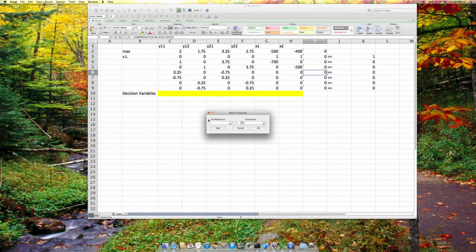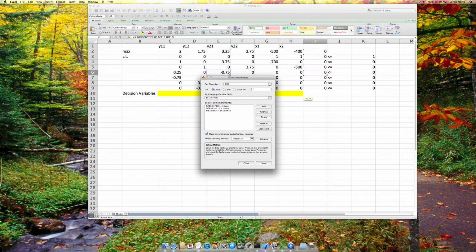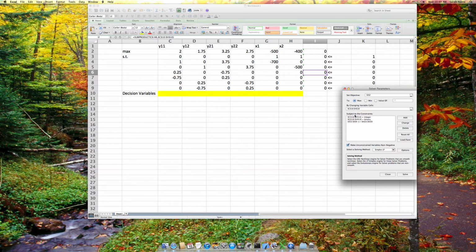Now I need to define the type of decision variables I have. So if we remember here, my y variables are integer, which I can do instead of the less than or equal to, I just select int, and I add that. And then my x variables were binary, and I add those. So going down the constraints here, I'm saying my y variables are integer, my x variables are binary, and then I factor in all the constraints. These are less than or equal to that.